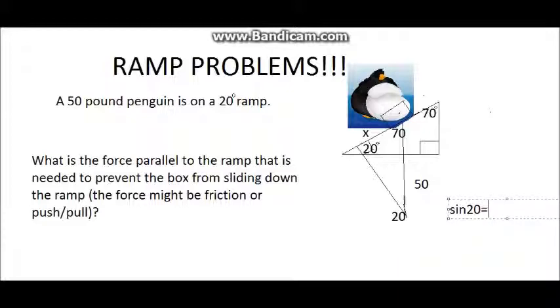Alright, so we're trying to solve for the line parallel to the ramp, which is x. And to do that, we can go back to sines. Those are easy. So the sine of 20 equals x divided by 50, because remember that sine is opposite over hypotenuse. Then we multiply both sides by 50, and we get about 17.1 pounds. And now it's pounds again, because this is not a work problem.